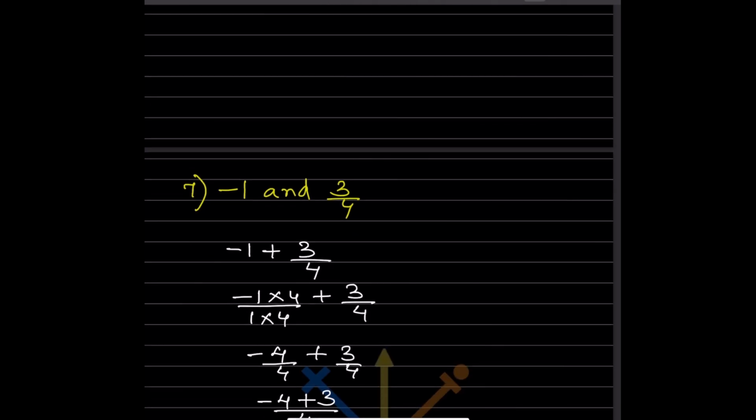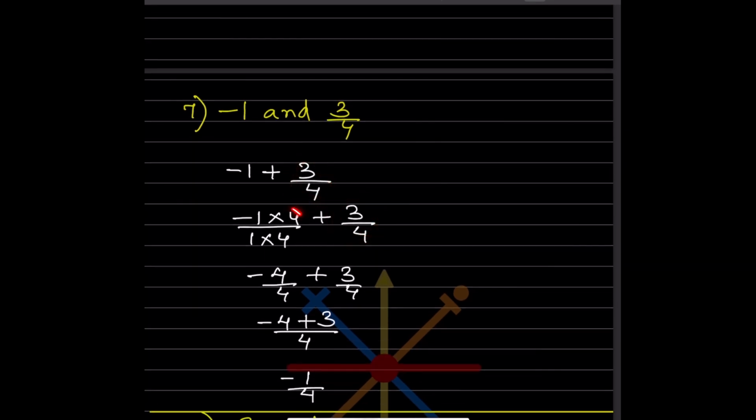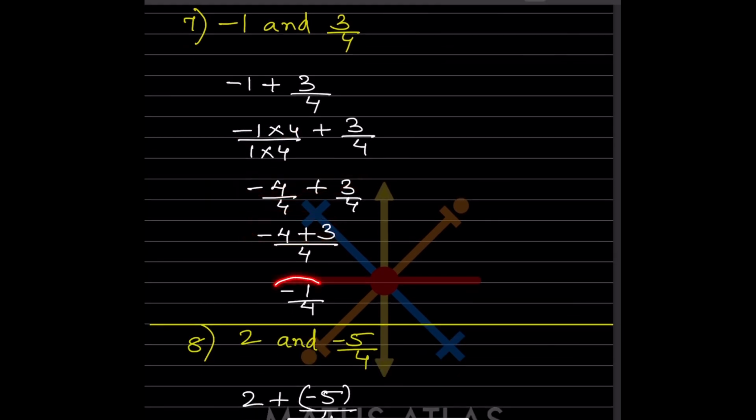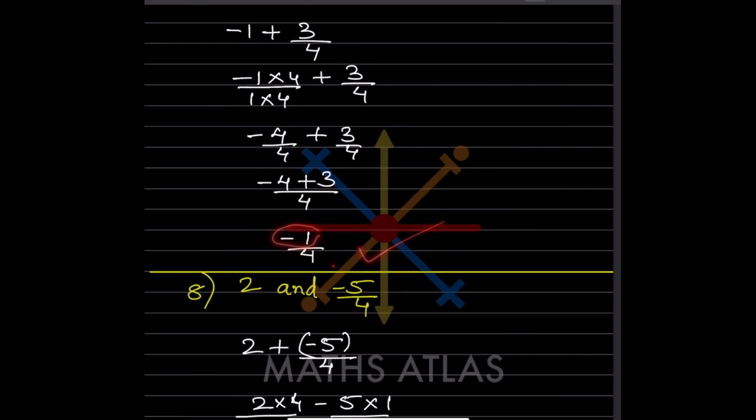So here minus 1 and 3 by 4. That will be plus 3 by 4. So this is 1 divided by 1. So the LCM is 4. Minus 1 into 4 by 4. This will be as it is. So minus 4 by 4 plus 3 by 4. So minus 4 plus 3, that is going to be minus 1 by 4.